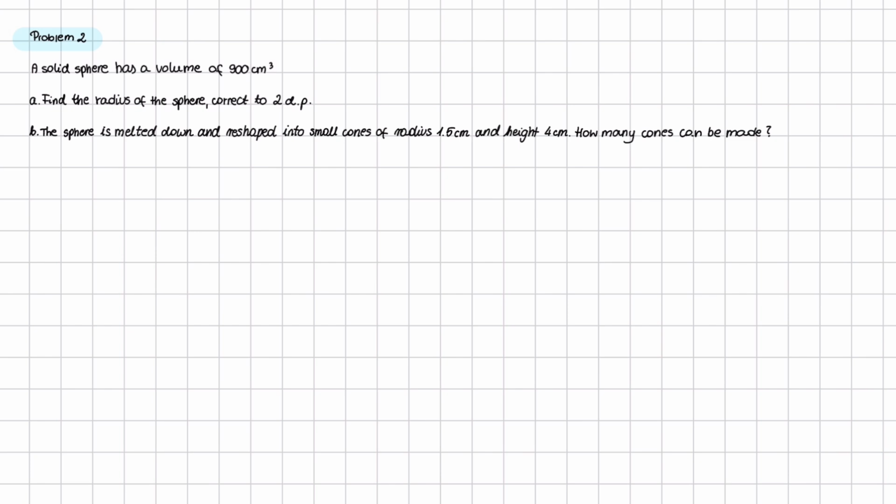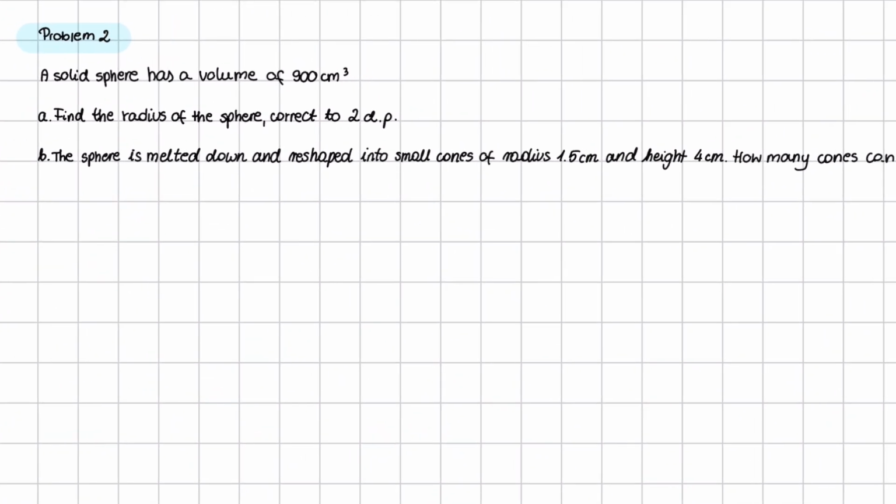A. Find the radius of the sphere correct to 2 decimal places. So firstly, let's recall our formula for the volume of a sphere. So this volume looks like this: 4/3 times pi times r to the power of 3. We know that our volume is 900, so we can substitute 900 in here.